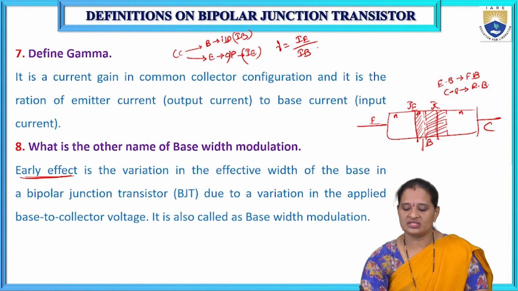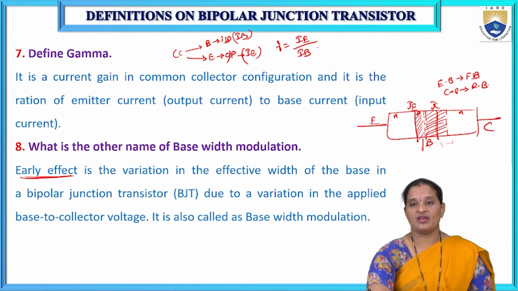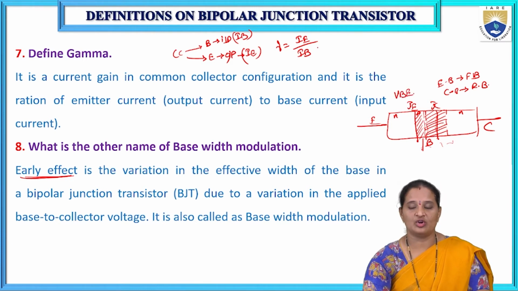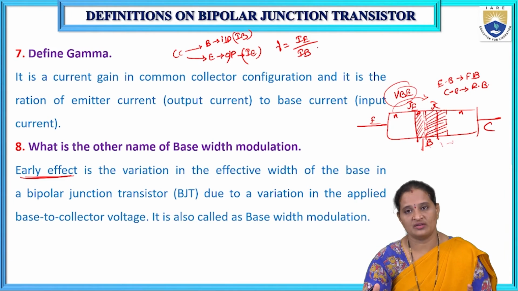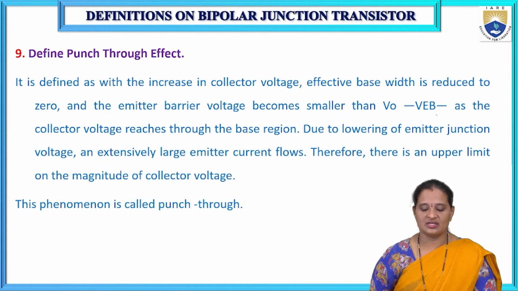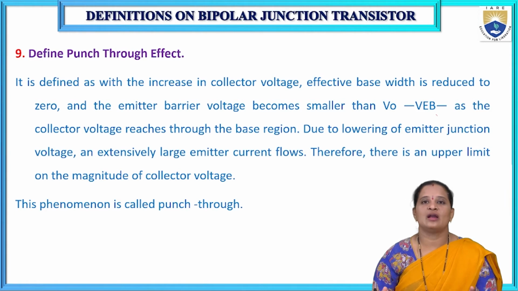Due to the early effect, what is happening? If you further increase the voltage, at some value of applied voltage to the collector to base junction, the effective width will become 0, which in turn reduces the input voltage VBE. Hence more emitter current will be flowing, that means more current is flowing through the device, and this is called the punch through effect. This phenomenon, punch through, will increase the emitter current and also increase the collector current.